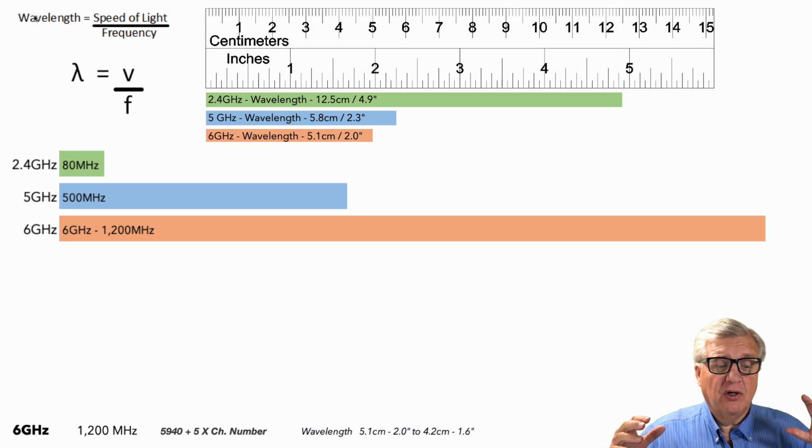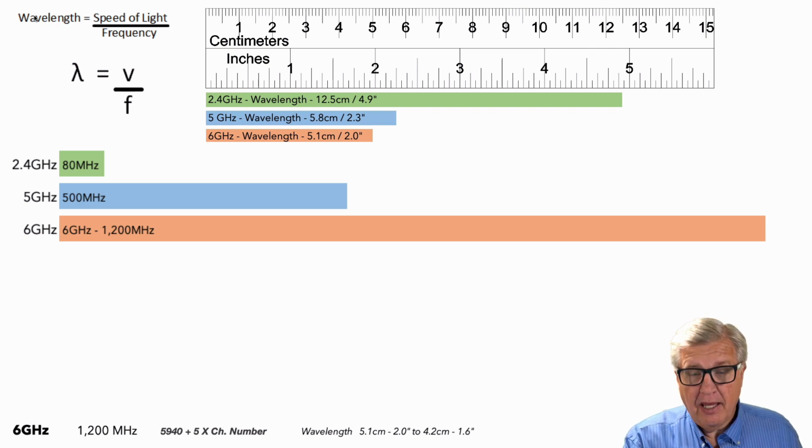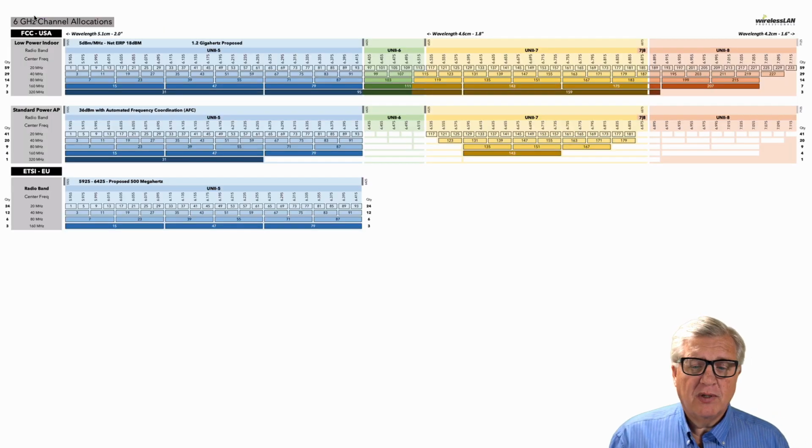Now, we can also look and see that 6 gigahertz has 1,200 wonderful megahertz of us to play with. Well, here's the issue. Depending on the country you're in, you may or may not get all of this, and depending on the usage that you want for yours, you may or may not get the same amount and the same number.